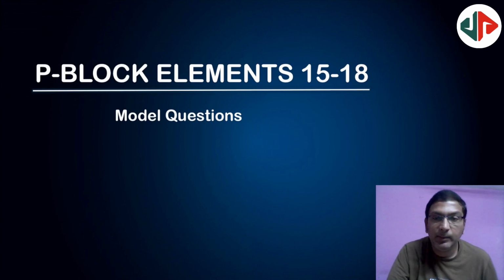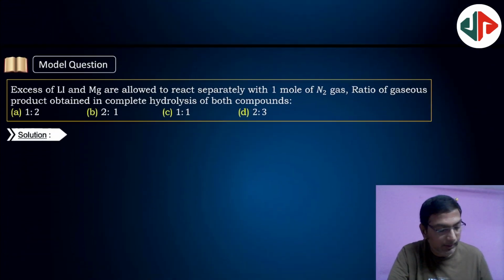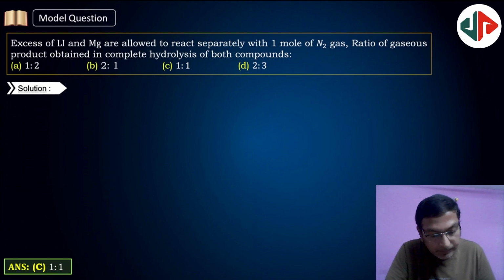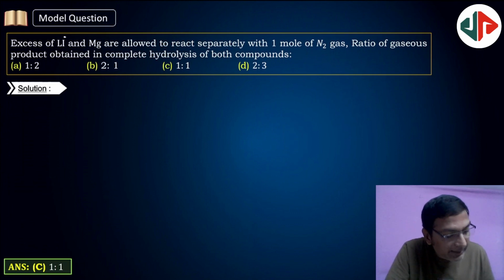In this video, I am going to explain model questions of P block elements, that is group 15 to 18. Here is the first question. Excess of lithium and magnesium are allowed to react separately with 1 mole of N2 gas. Find the ratio of gaseous product obtained in complete hydrolysis of both the compounds.